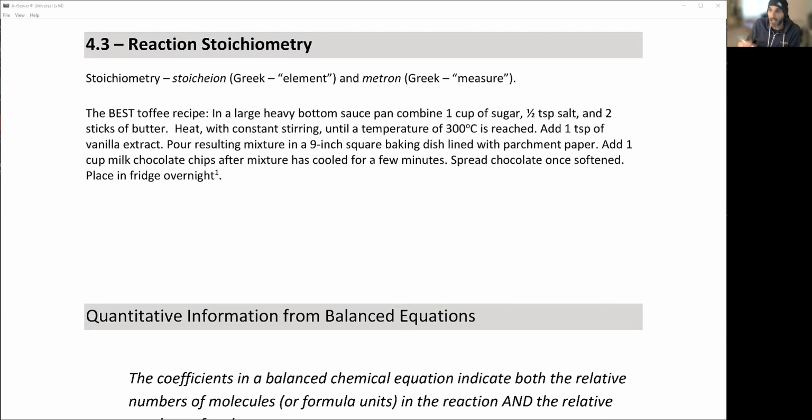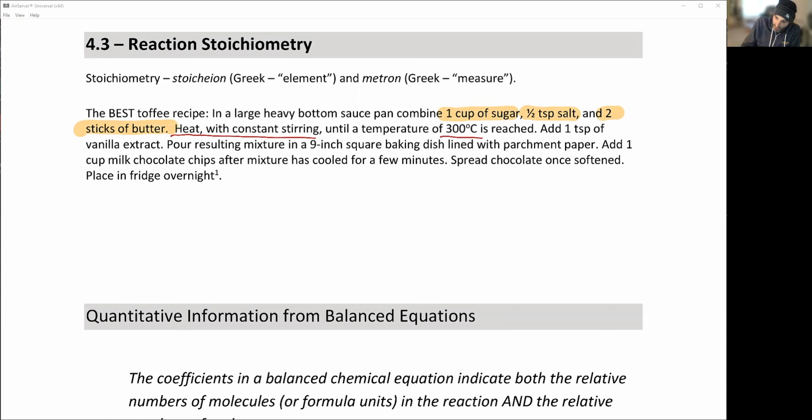Anytime you have a reaction, we can turn that into essentially a recipe. It's a recipe to create products. So in this case, I'm taking 1 cup of sugar, half a teaspoon of salt, and 2 sticks of butter with heat and stirring. So there's my reaction part of it, with heat and stirring until 300 degrees Celsius. 1 teaspoon of vanilla extract yields our toffee.